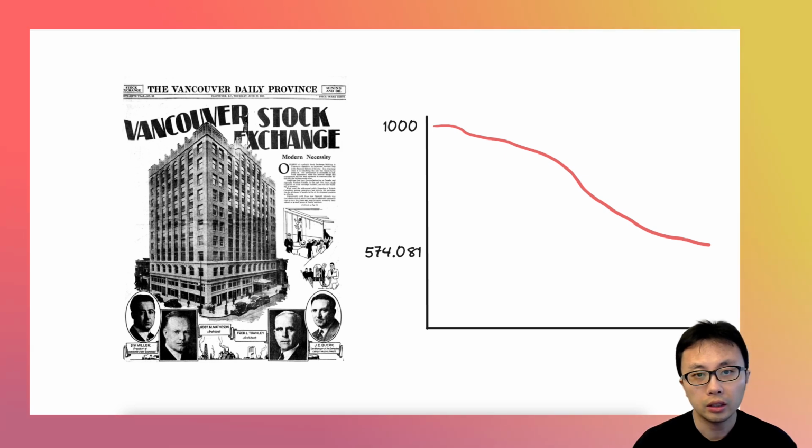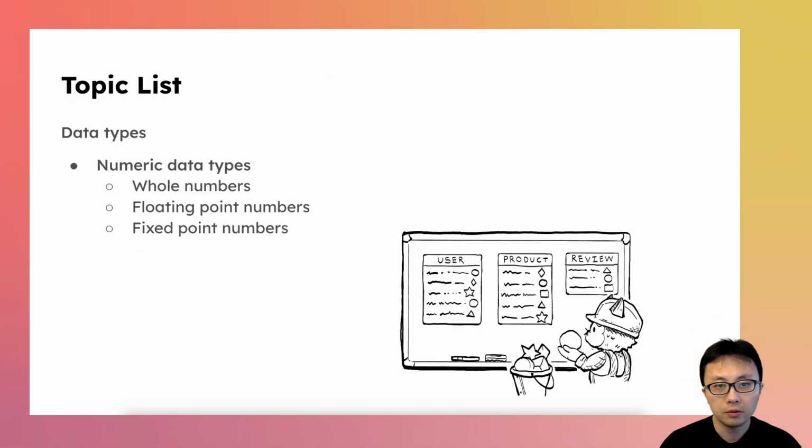Within 2 years, their index had mysteriously dropped over 40%. Investors panicked. The exchange had to reset the index to rebuild the trust, all because of a bad choice in how numbers are stored. In this video, we'll break down when to use int, decimal, or float in your database, and why the wrong choice can corrupt your data, hurt performance, or cost real money.